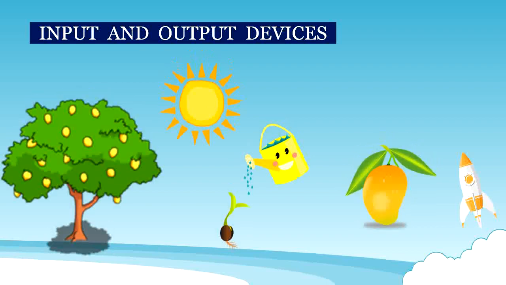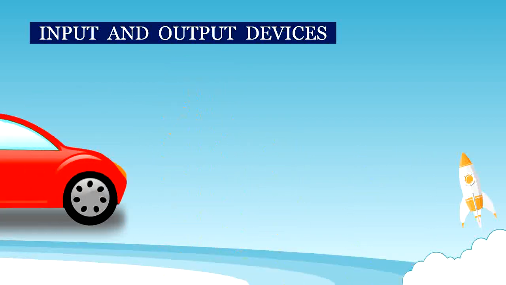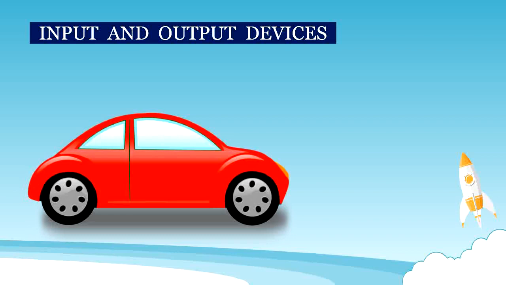So, when it comes to trees and plants, the input is the water, sunshine, shade, care, and the output is the fruit. Now think about a car. What does it need to run? Good, petrol or diesel. So these are the inputs and the output is the car working.